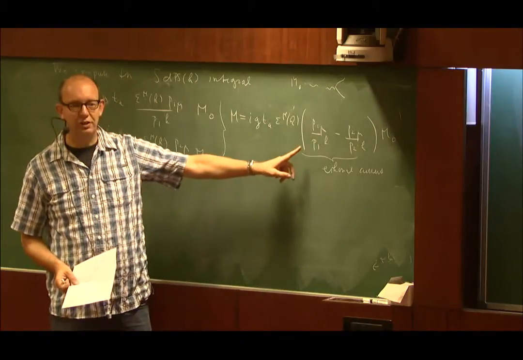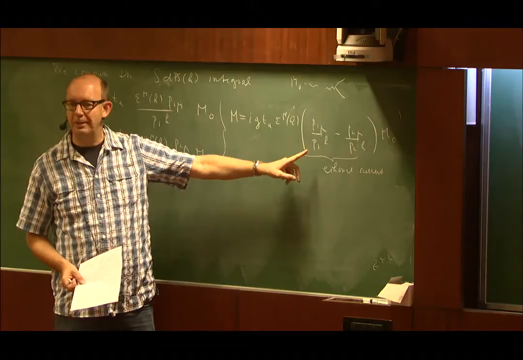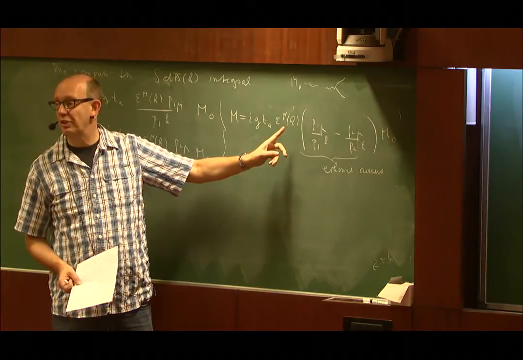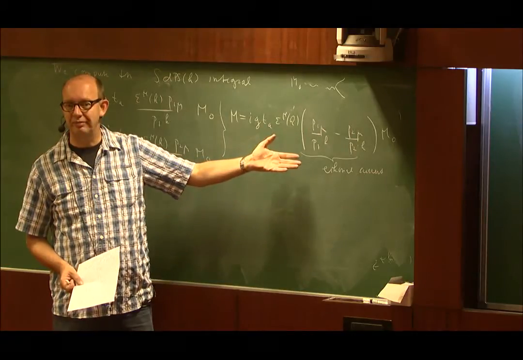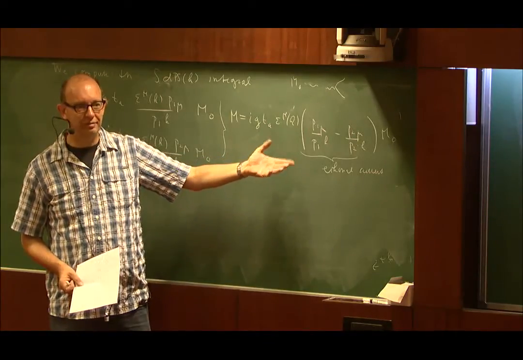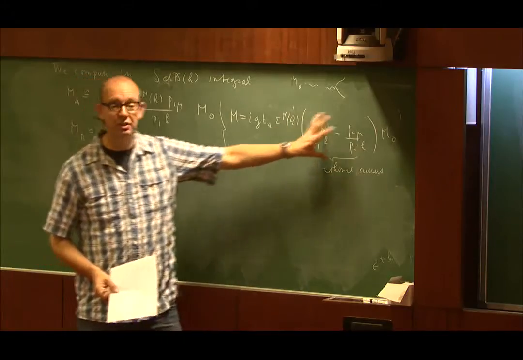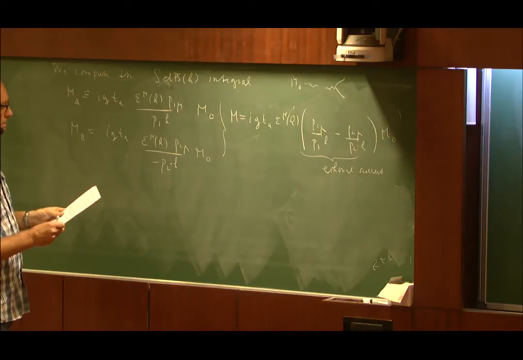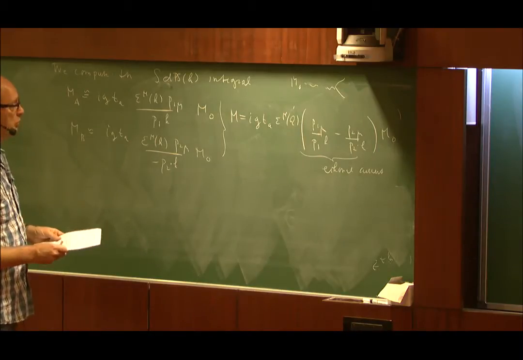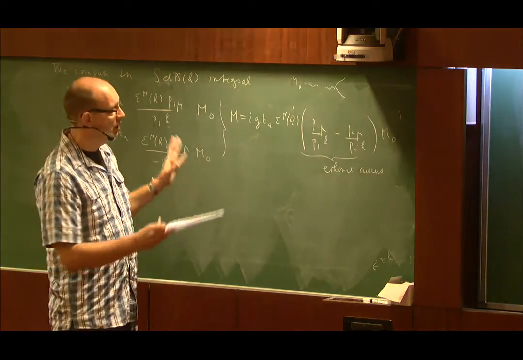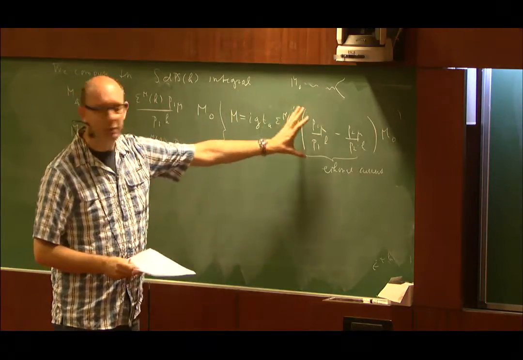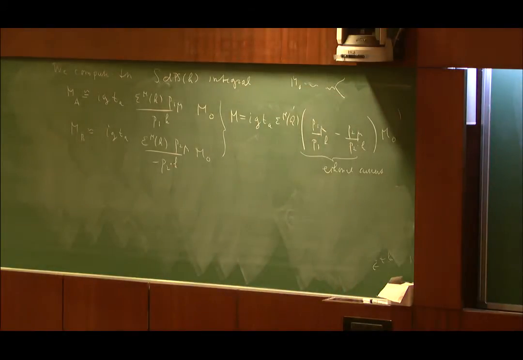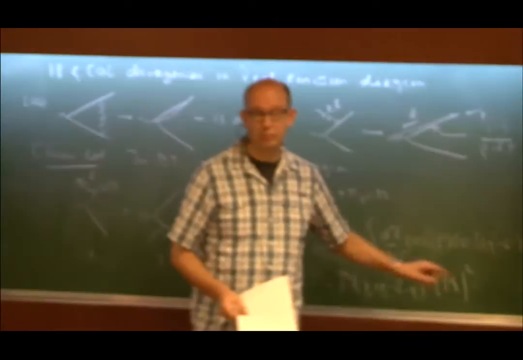It's actually a nice object, because if you contract it not with epsilon_mu of k but with k^mu, to check our current conservation, you get 0 right away. I don't even have to do it. So this is a nice expression. What we must now do is take this expression and compute the absolute value squared, sum over all spins.